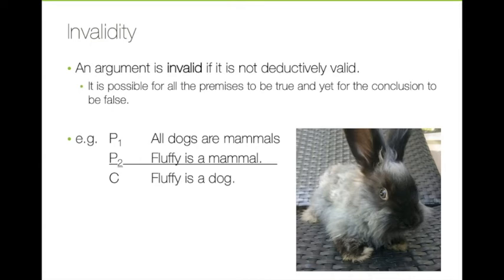So here's an example of an invalid argument. All dogs are mammals. Fluffy is a mammal, so Fluffy is a dog.